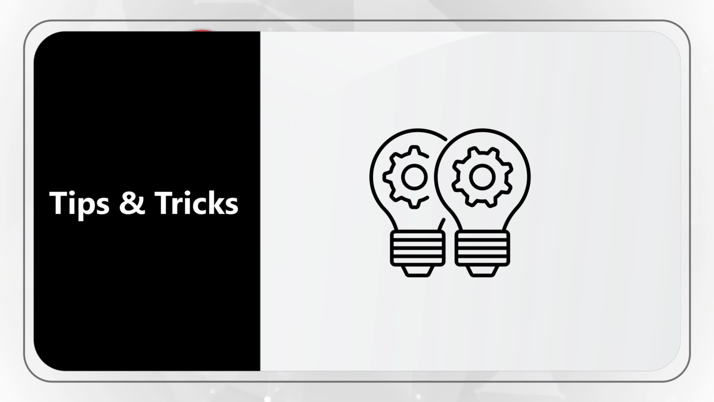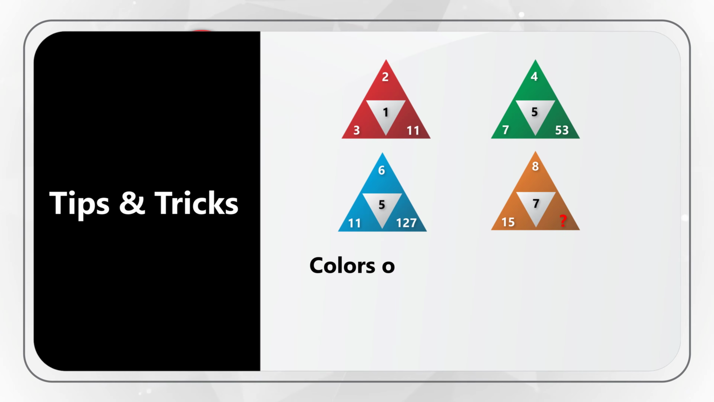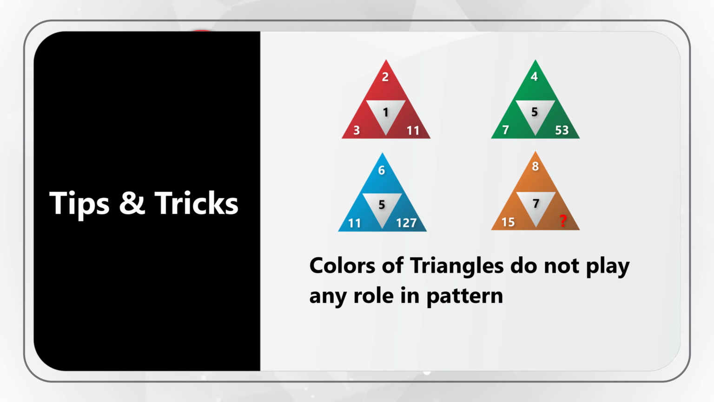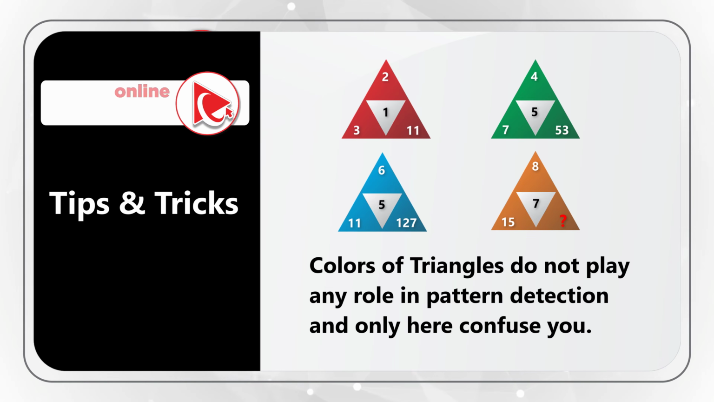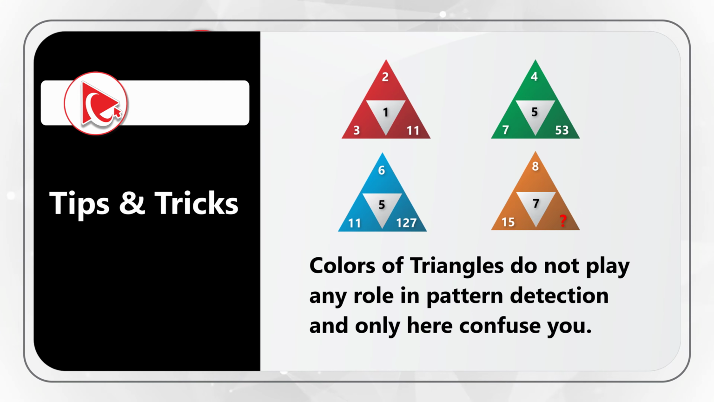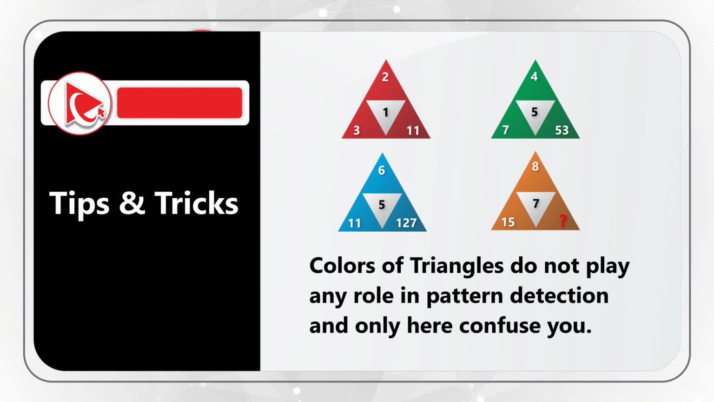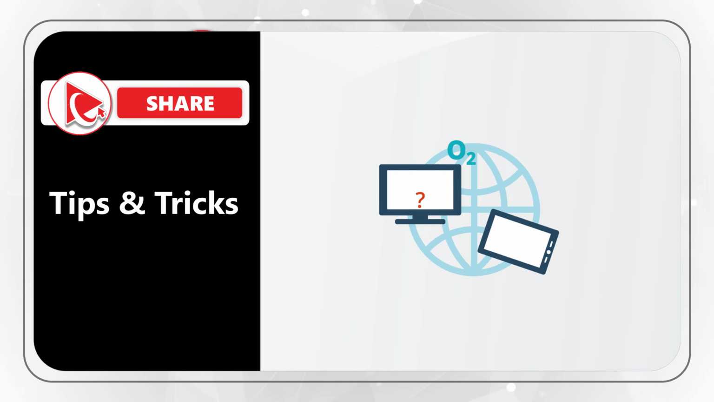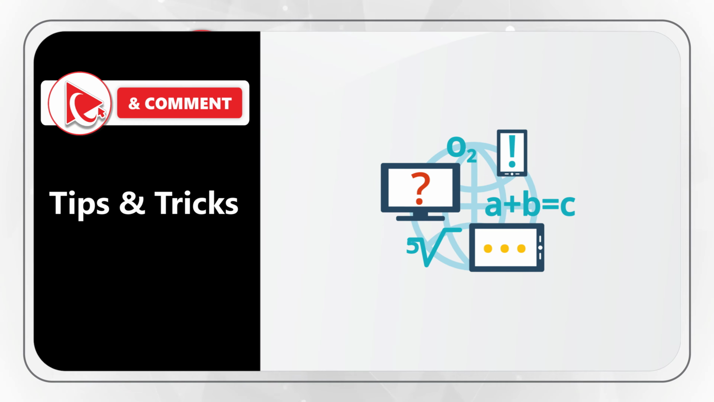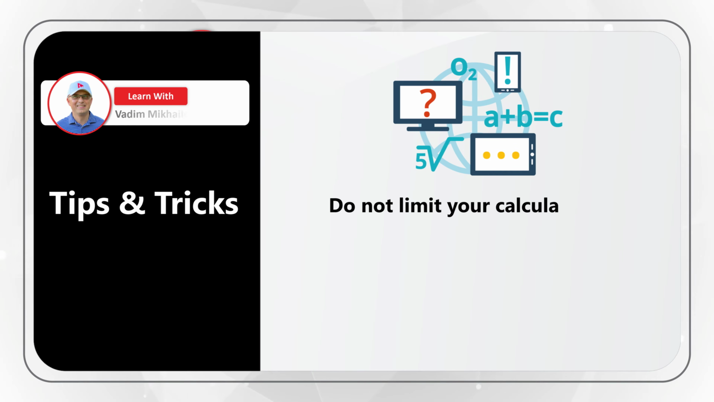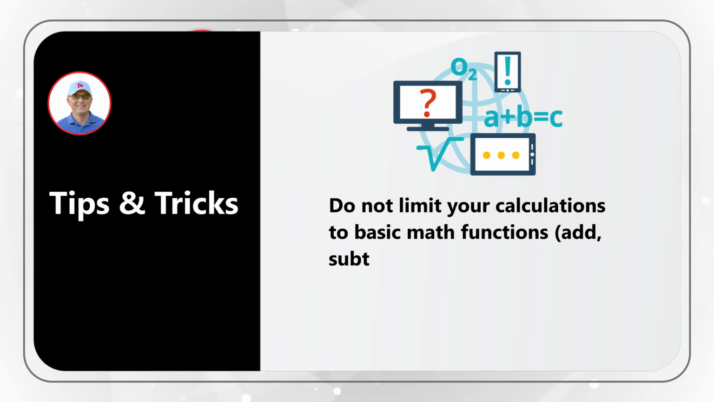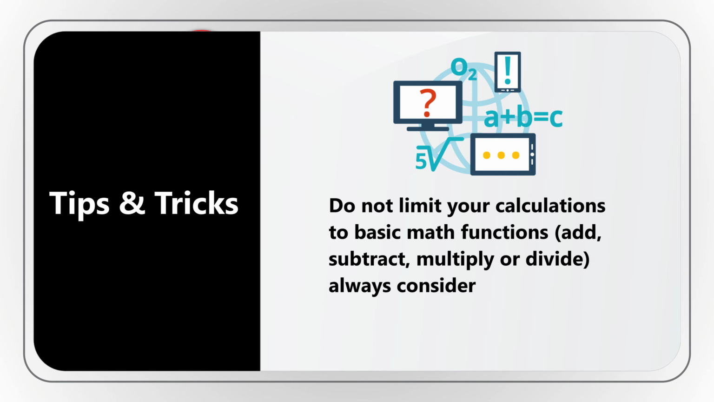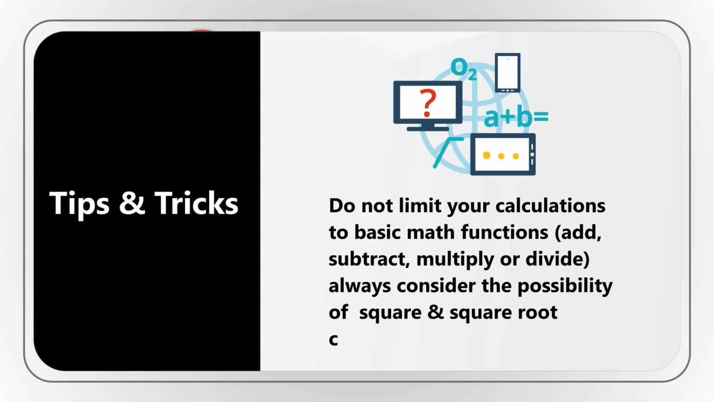You see that the triangles are of a different color, and colors here are only to confuse you. There's no other reason the colors should be there, so you can completely ignore them. Another trick might be, typically when you look at these types of challenges, you limit your calculations to just adding, subtracting, multiplying, and dividing numbers. Keep in mind that there's always a possibility of square numbers and then square root of the number.